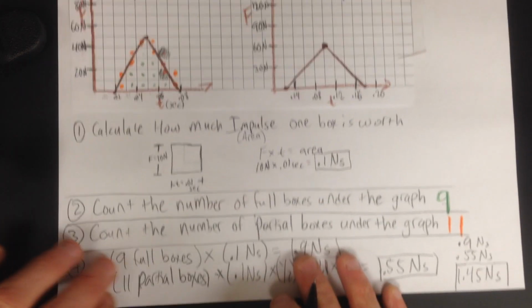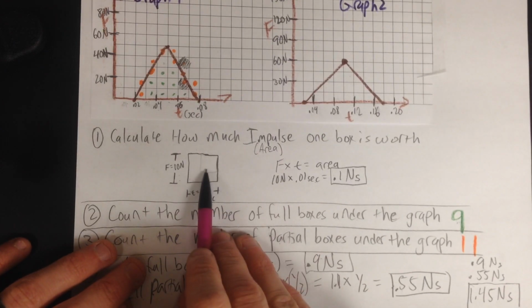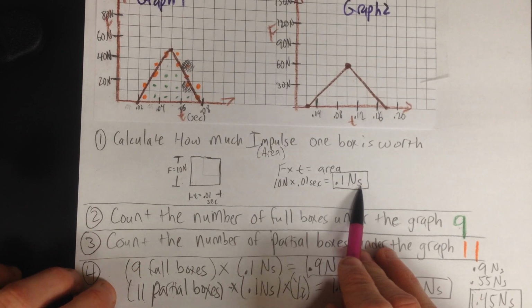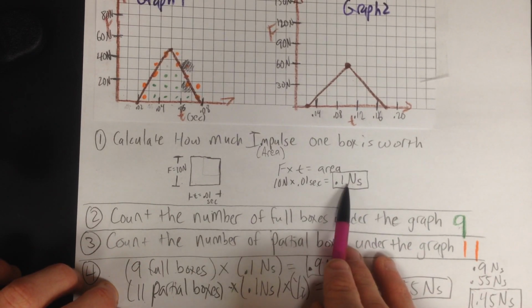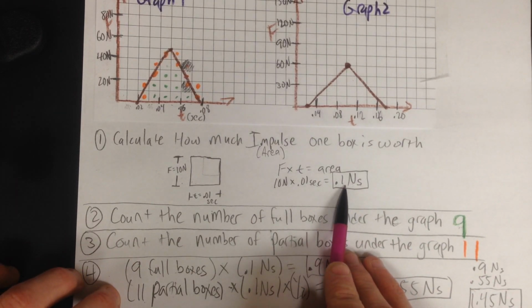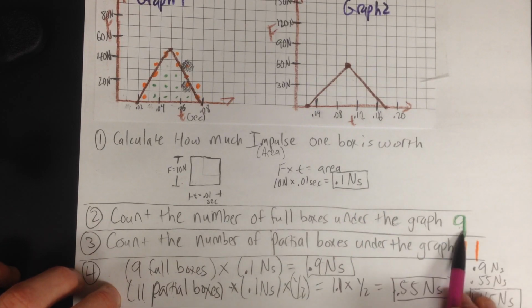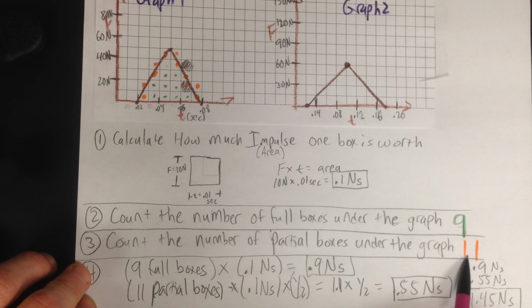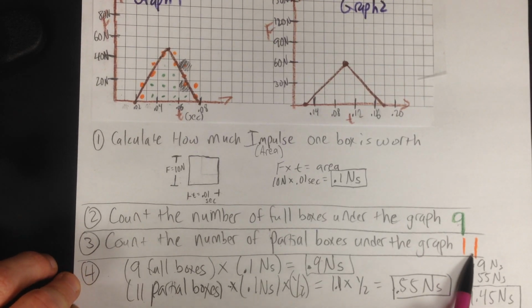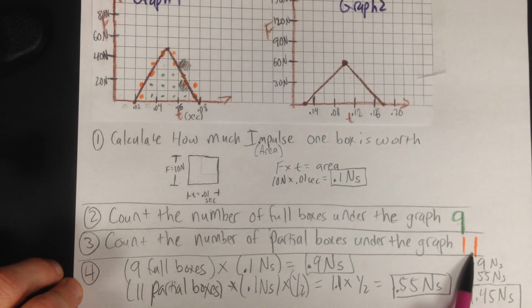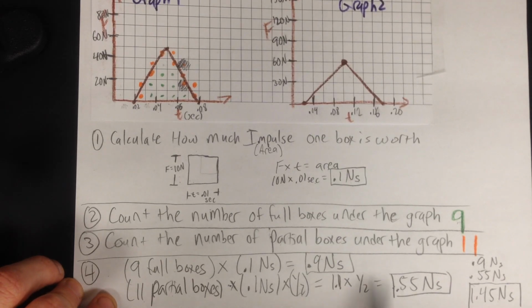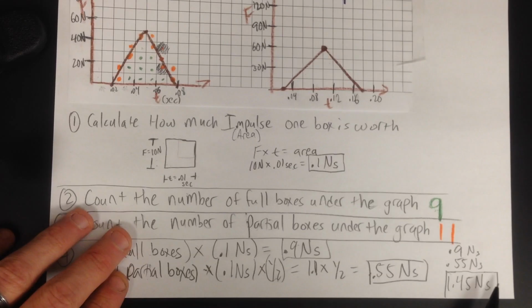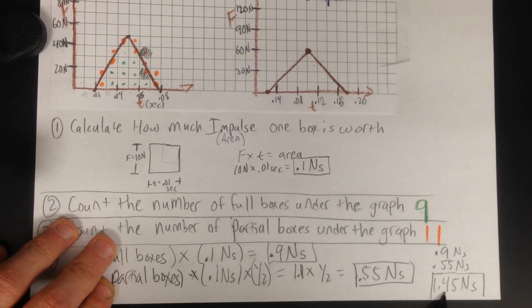Right? So just to review, the first step is to find how much impulse is provided by one box. Alright, whatever you get each time, you've got to redo it for each problem, you can multiply it by the number of full boxes. Multiply it by also half the number of partial boxes, because each partial box counts as a half box. Then add those two areas together to get the total area underneath the curve. In this case, it was 1.45.